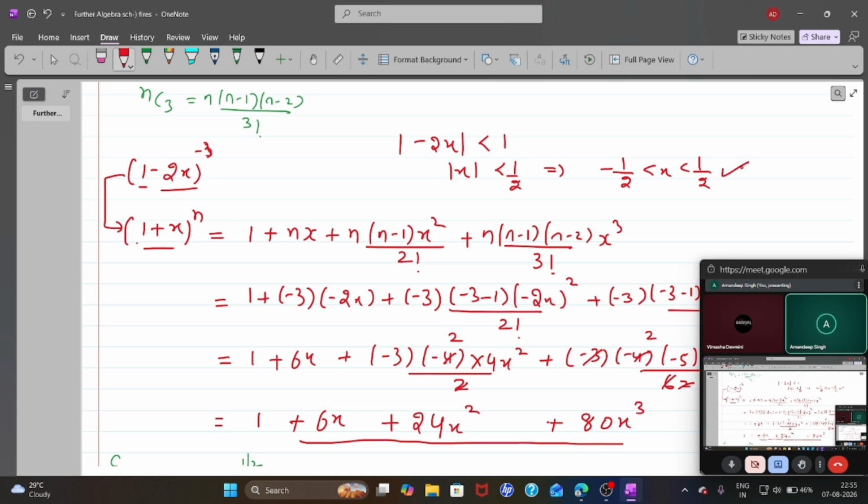So every time, maximum time, they ask this question. If they ask this question in 5 marks, in 4 marks they will ask you to expand the expansion up to x cube or up to x square, and in B part they will ask you to write the validity of this expansion. So then you will always do the same procedure: write the function inside the modulus of x, make it less than 1, and whatever the value of x is, you will write.